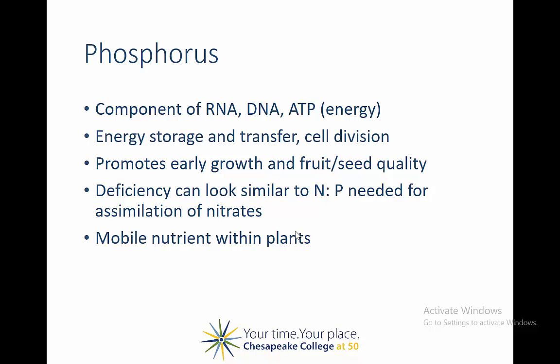I don't think I need to tell this audience that phosphorus is really important, right? It's an essential nutrient for plant growth. It's a component of RNA, DNA, and ATP, which is the energy currency in the plant, and it promotes early growth. Sometimes the deficiency is different. It's similar to nitrogen because phosphorus is really needed for the assimilation of nitrates in the plant. And it's also quite mobile within the plant.